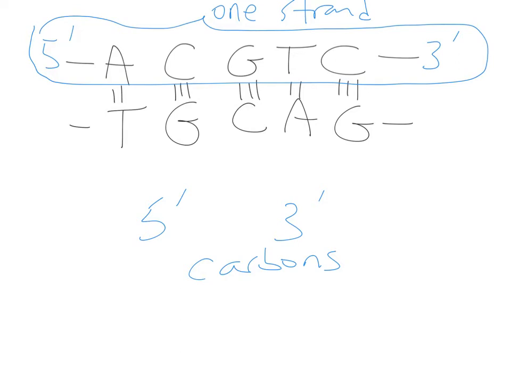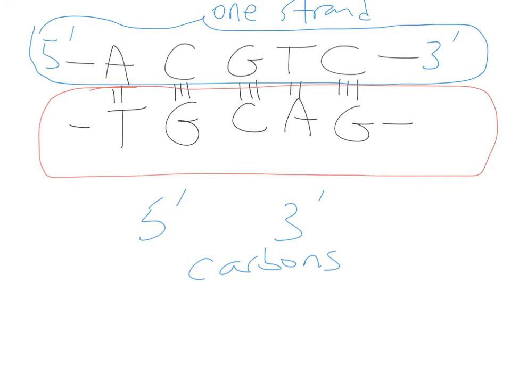Where are the carbons located? Where are the 3' and 5' carbons located? Right, on the bottom strand. So if this is antiparallel, which carbon is here? This is 3'. And that makes the 5' carbon, right?